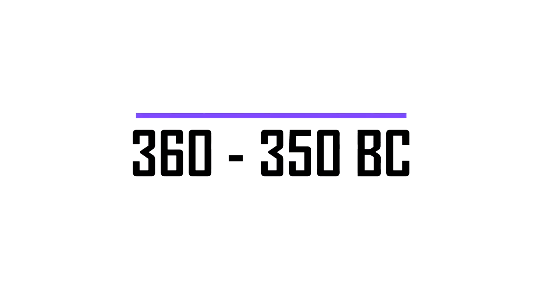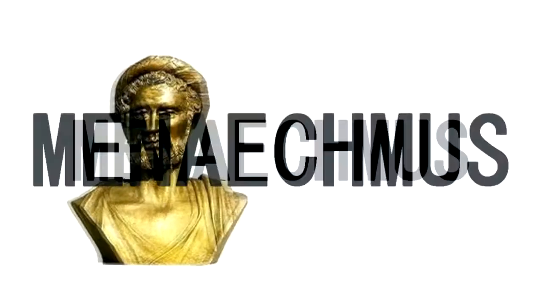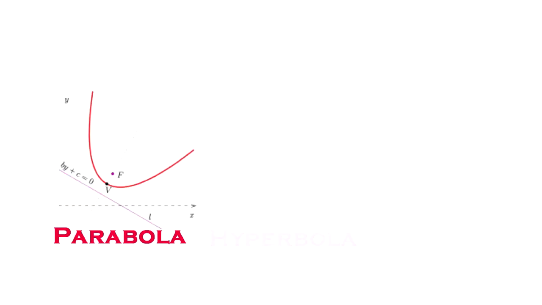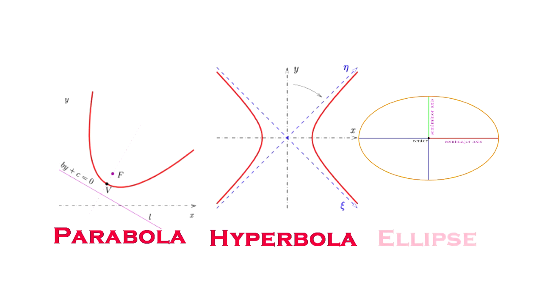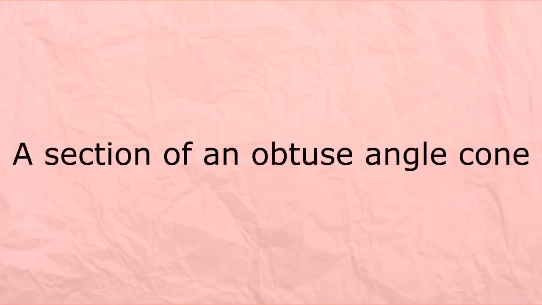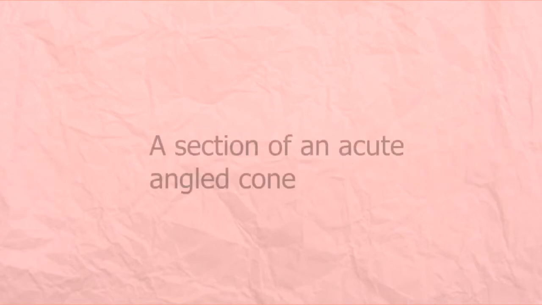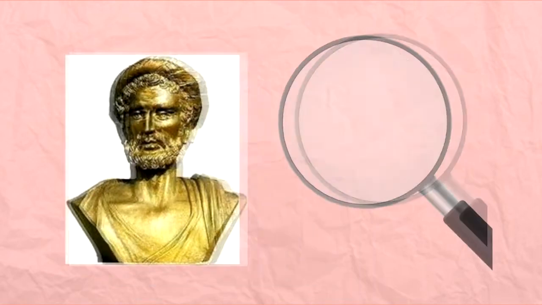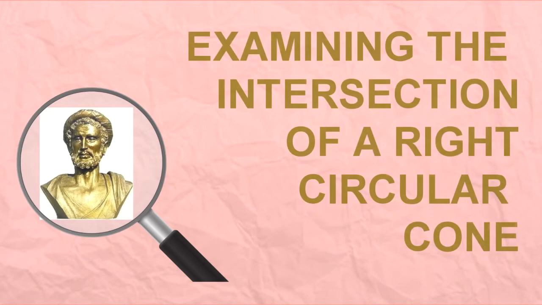Around 360 to 350 BC, Menaechmus discovered the curves parabola, hyperbola, and ellipse. However, he did not use these terms. Instead, he called a parabola a section of a right angle cone, a hyperbola a section of an obtuse angle cone, and an ellipse a section of an acute angle cone. He found this by examining the intersection of a right circular cone of a varying vertex angle and a plane perpendicular to an element of the cone.